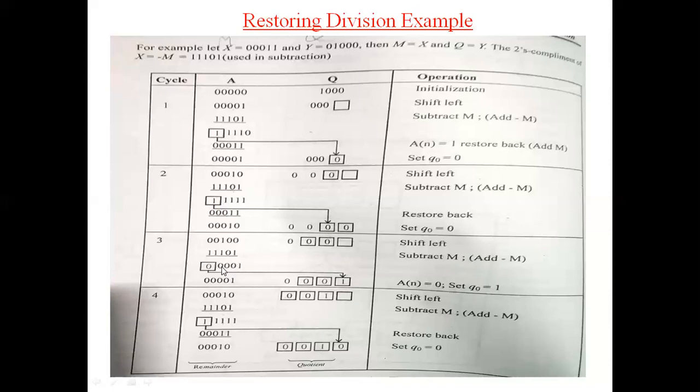If the leftmost bit is 0, then Q0 equal to 1, and that time we do not restore back. Then cycle 4 starts. In cycle 4, the first step is shift left, then subtract M and check the leftmost bit of A. If the leftmost bit is 1, then Q0 equal to 0 and the steps are completed. A stores the remainder and Q stores the quotient.